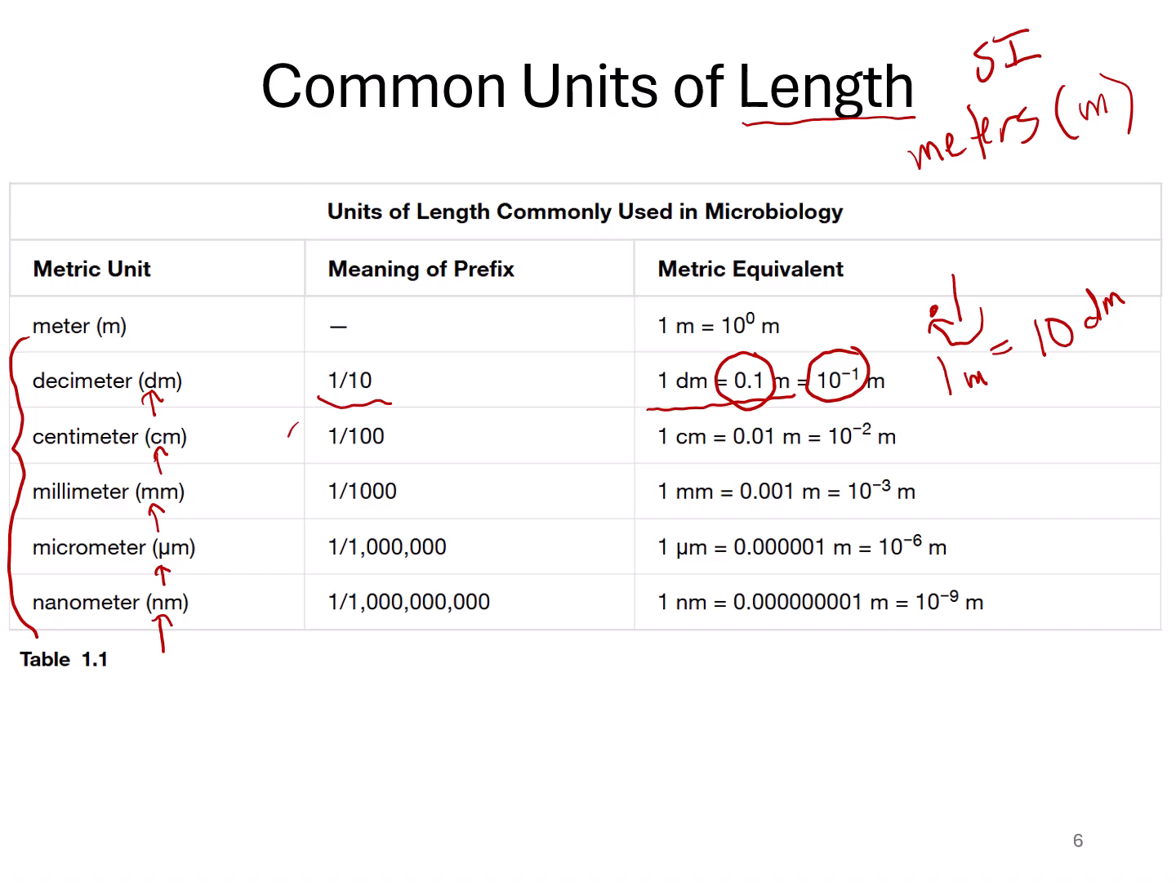Going through the other units, you can see that 1 centimeter is 1/100th of a meter. A millimeter is 1/1000th of a meter, and so forth. So take a look at this. We want to be familiar with these as we often see these in the laboratory as well.